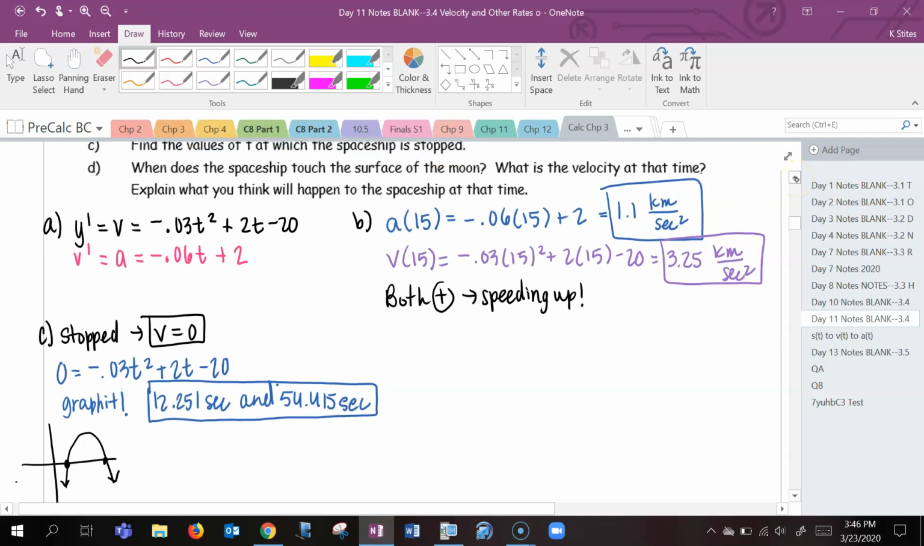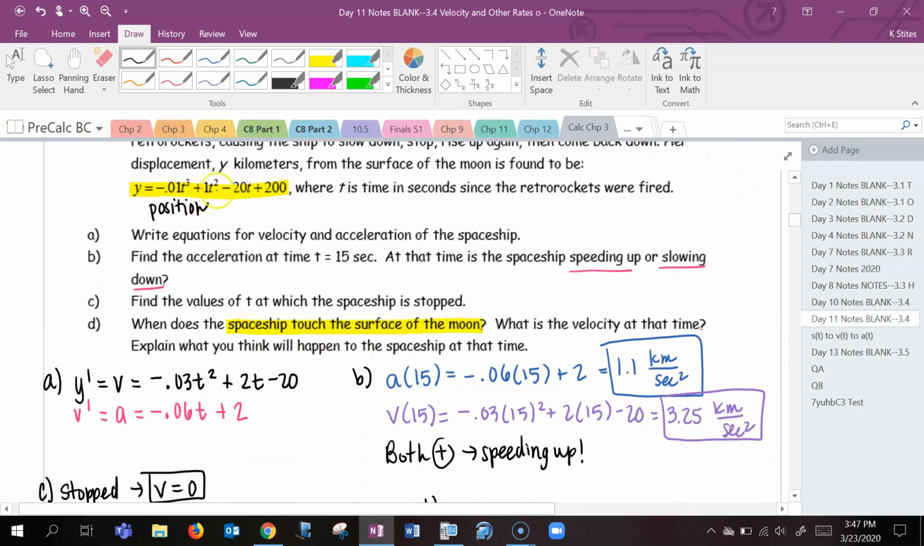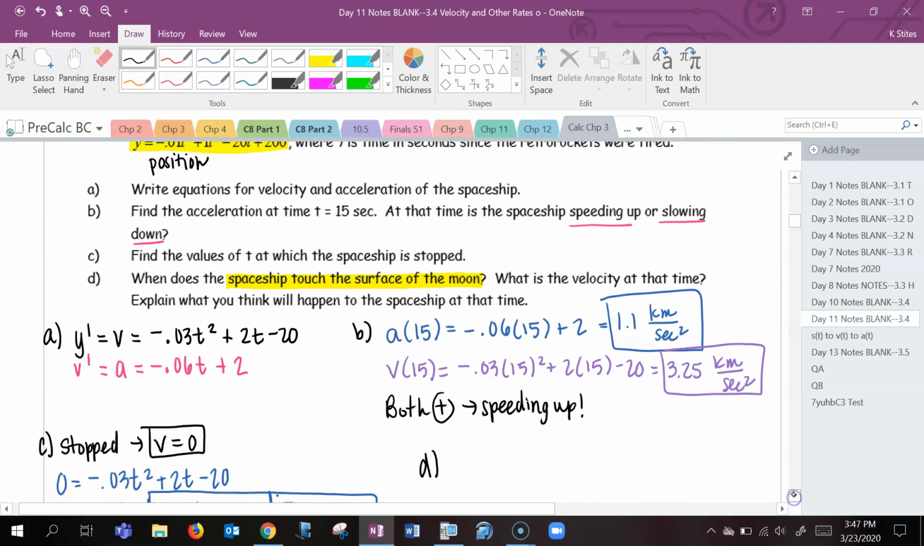When does the spaceship touch the surface of the moon? What is the velocity at that time? Explain what you think will happen to the spaceship at that time. So we're talking about the spaceship touching the surface of the moon. Touching the surface of the moon, that would be displacement. So we're again going to set our equation equal to 0, but we are going to need to set our position equal to 0. T squared minus 20t plus 200.